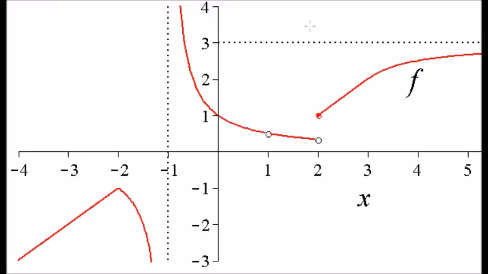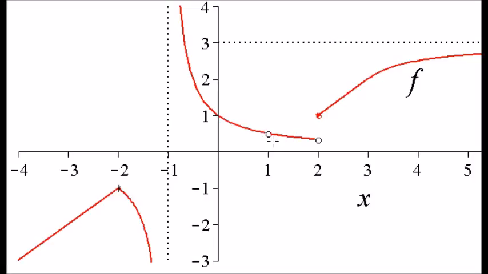You'll also notice that the function has a horizontal asymptote at y equals 3, but you can see that that's not affecting either the differentiability or the continuity of the function. So just to review, this point -2 is continuous, but is not differentiable. This point -1 is neither differentiable nor continuous. This point x equals 1 is neither differentiable nor continuous.